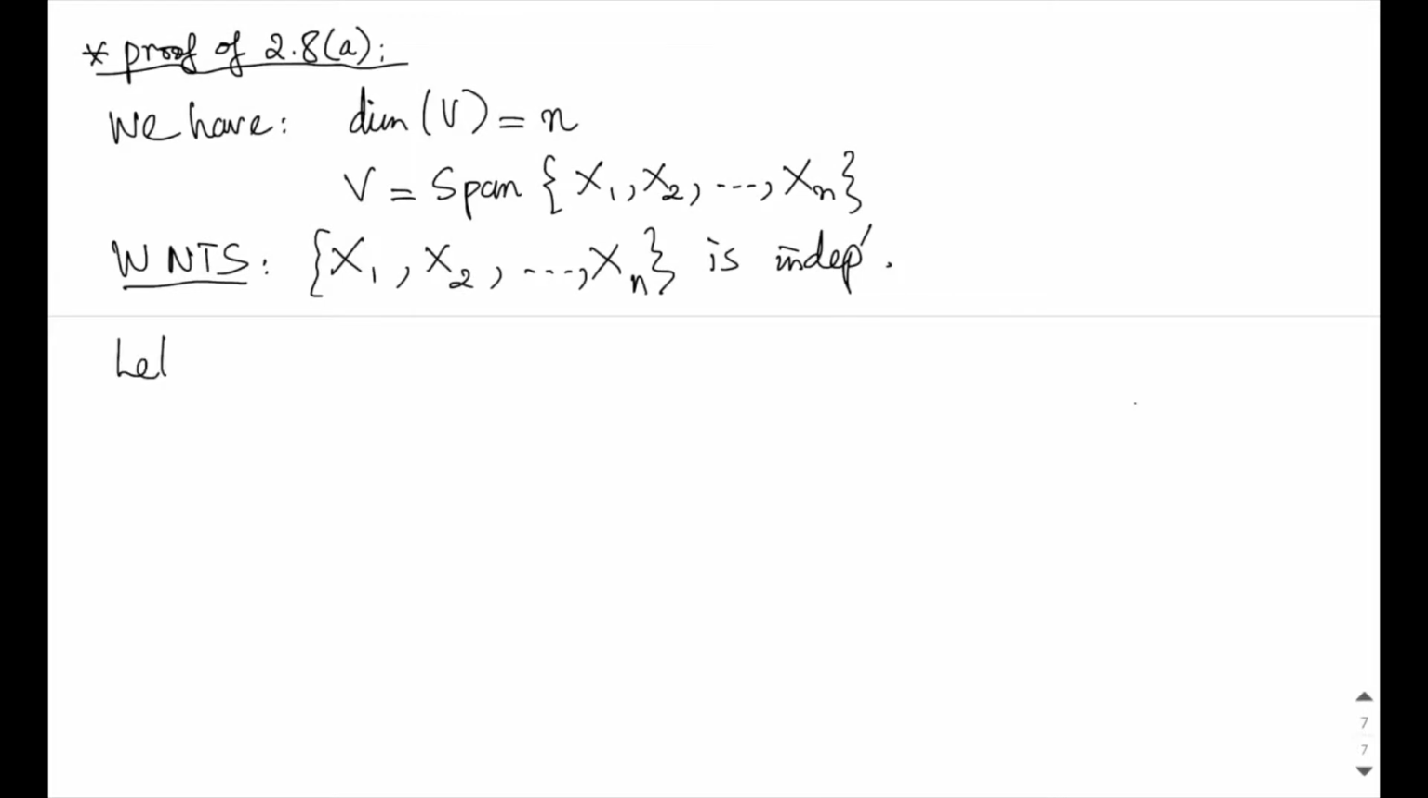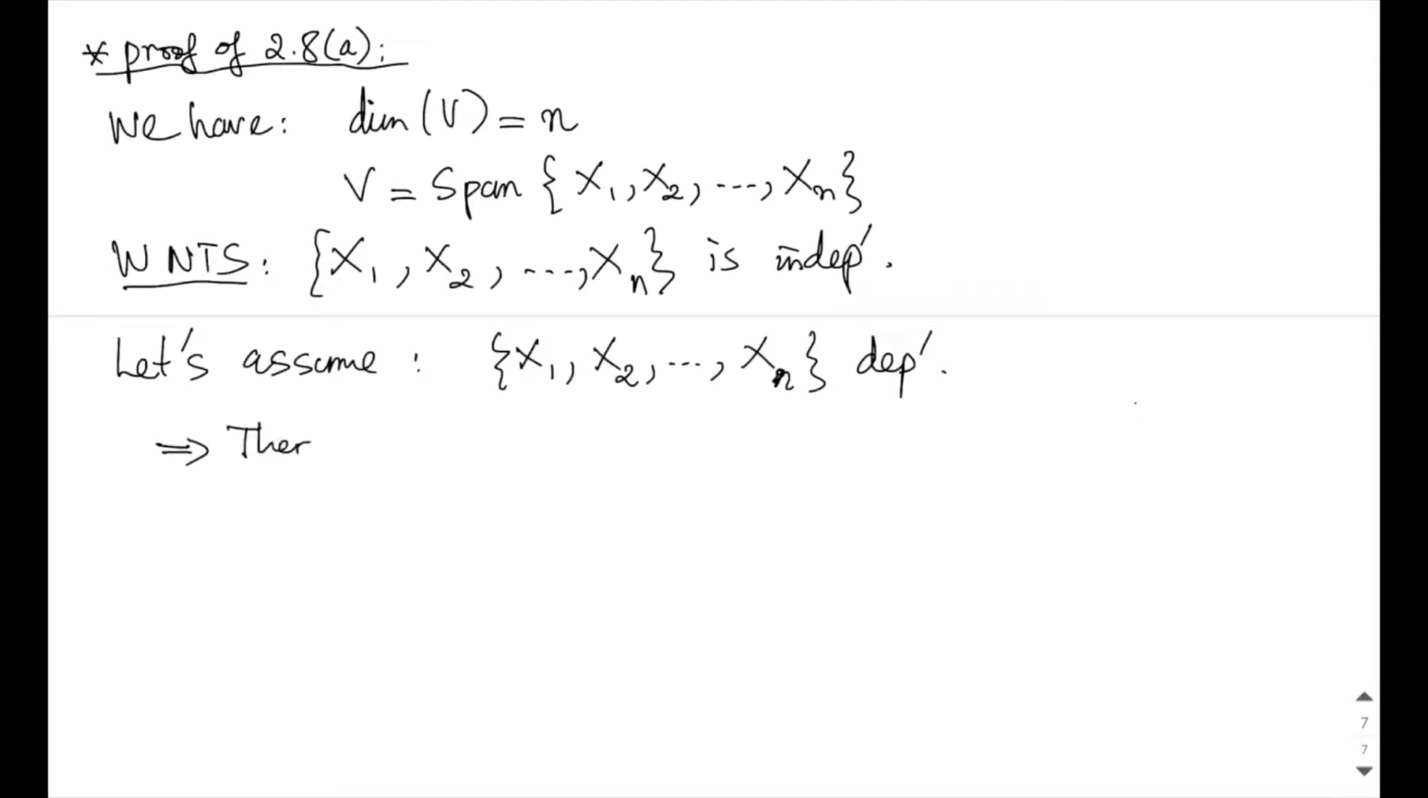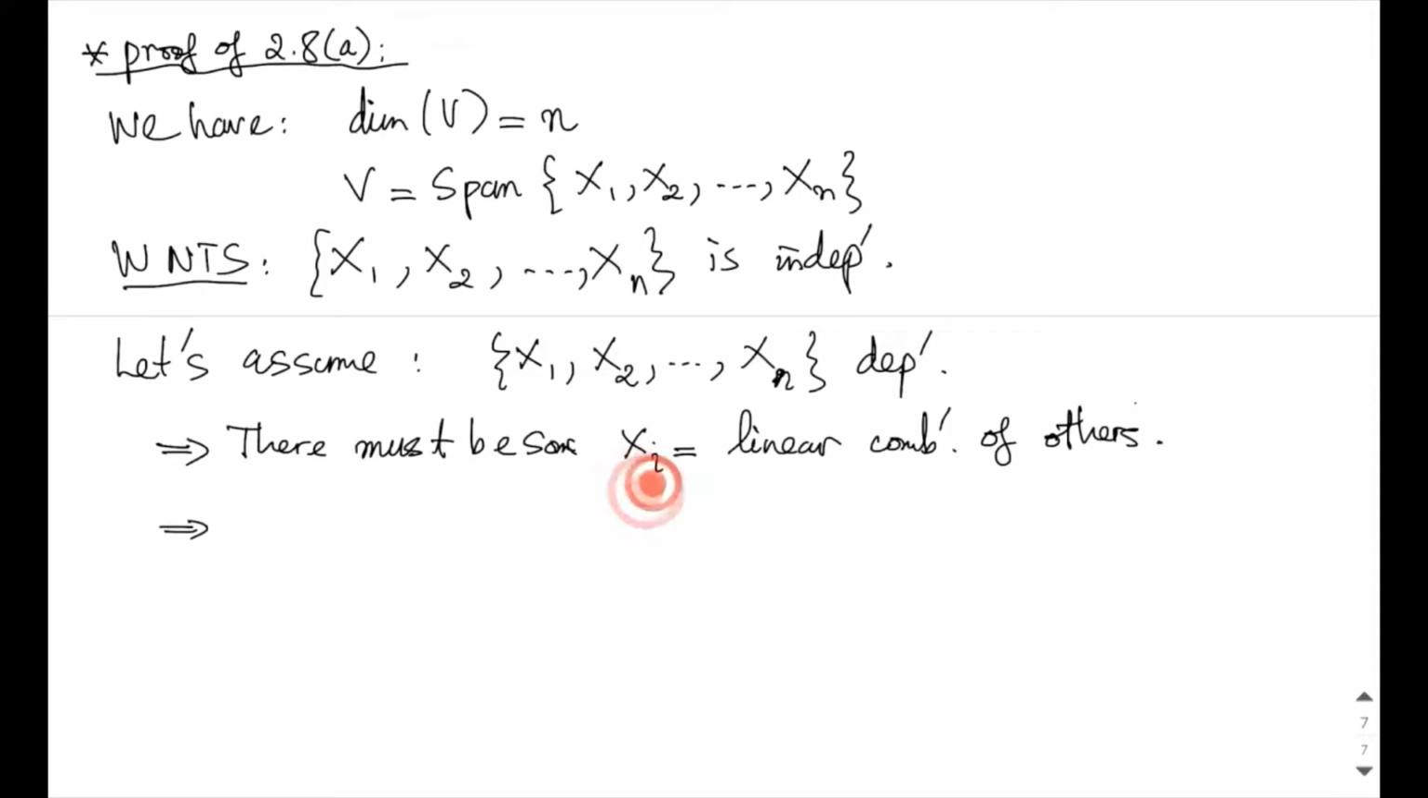Let's assume otherwise. Then it implies that there must be some xi being a linear combination of the others. This means that we can throw the xi out of the spanning set because it's just useless information. It can be represented by the others.